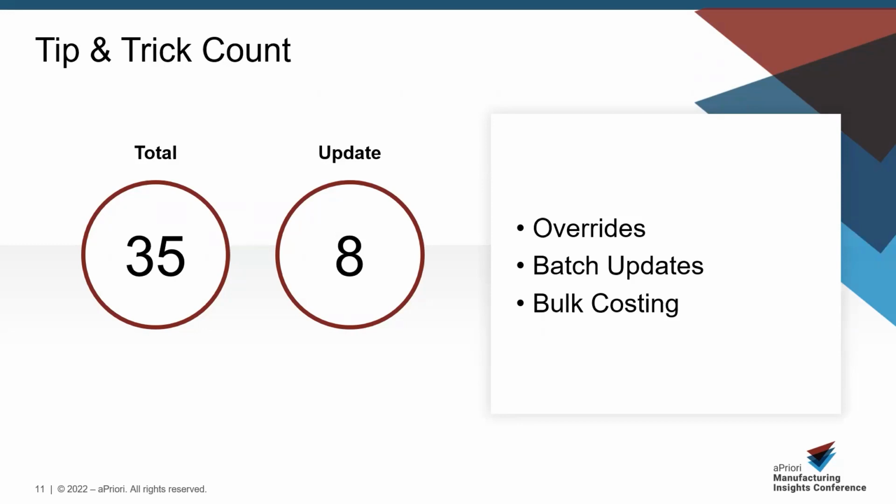And in our last section, we covered how to alter the aPriori estimate assumptions. And we reviewed how to do that on singular parts and also being a little more efficient by doing it in bulk and in batch.